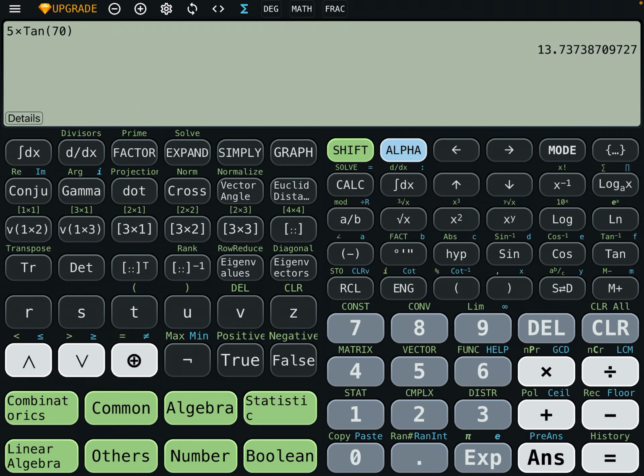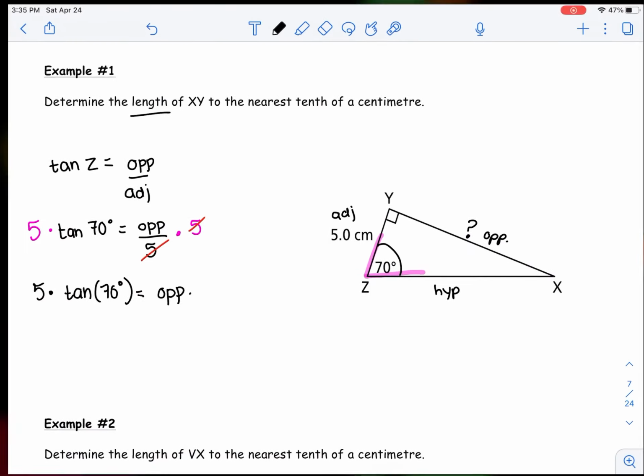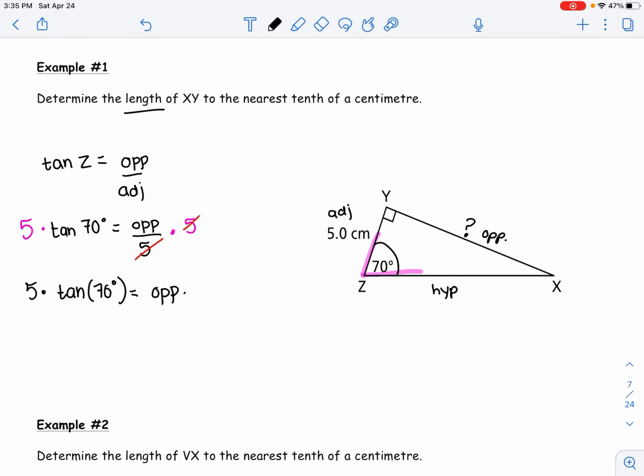Check that you guys are getting 13.7. So this is a length, 13.7. As you can see, I used tan because I was trying to find a side length. 13.7 to the nearest tenth. And this is in centimeters. Okay, so that's my answer.